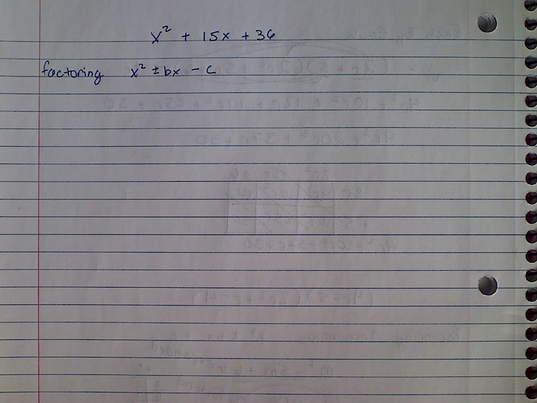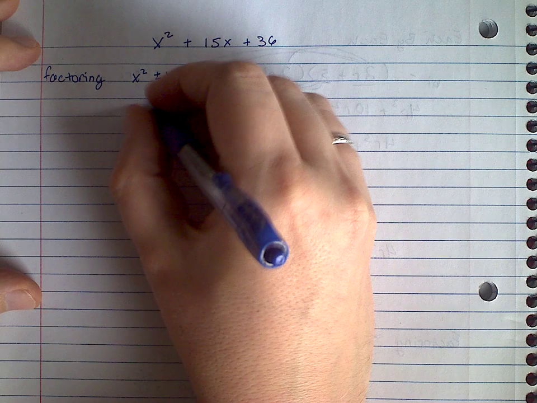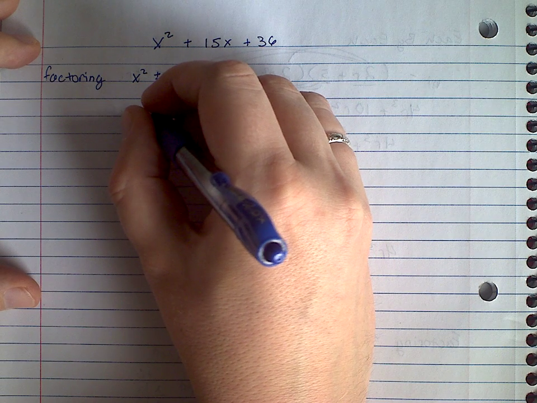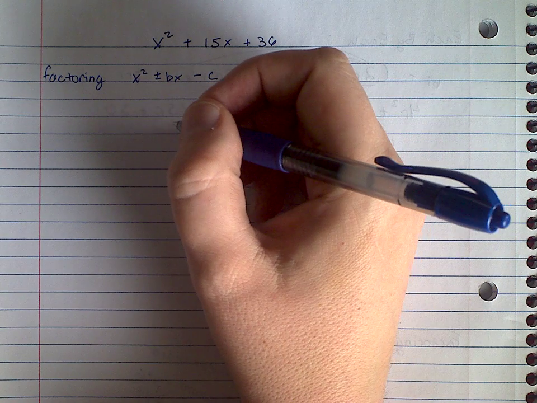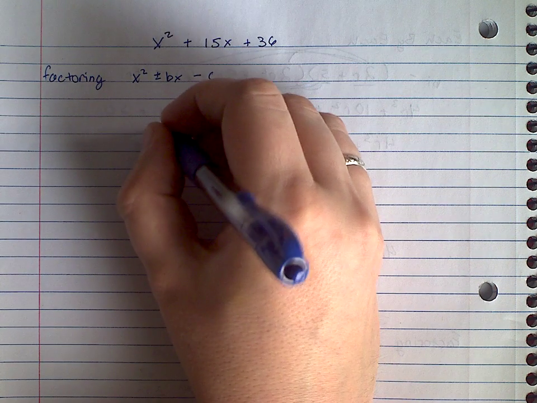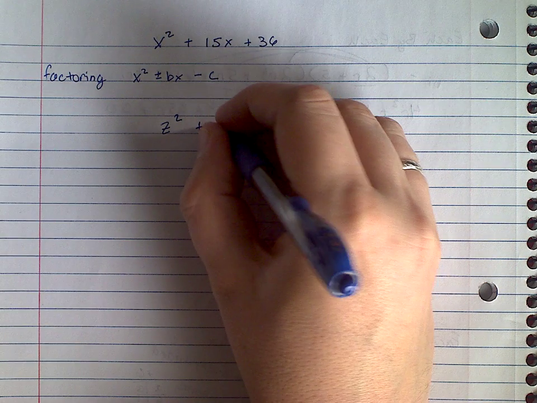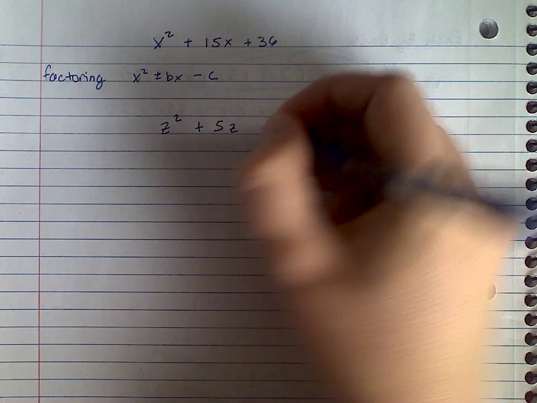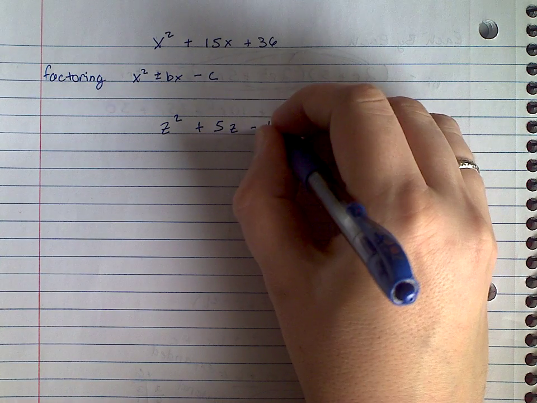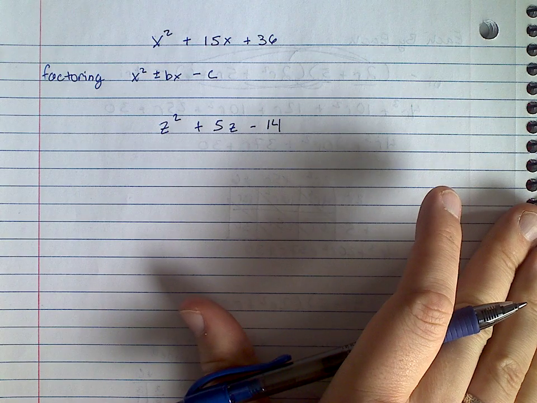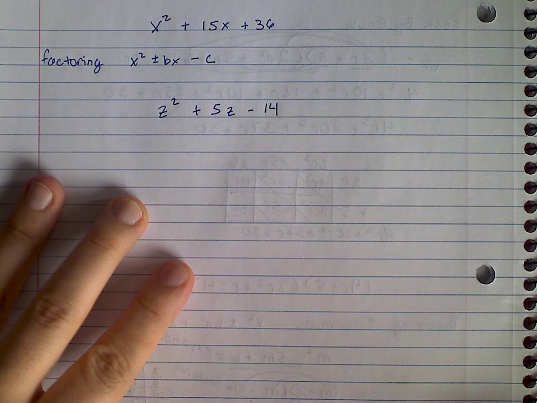So let's take a look at an example here. Let's do... Zach, what variable are you feeling this morning? Great. So let's do z squared plus 5z minus 14.